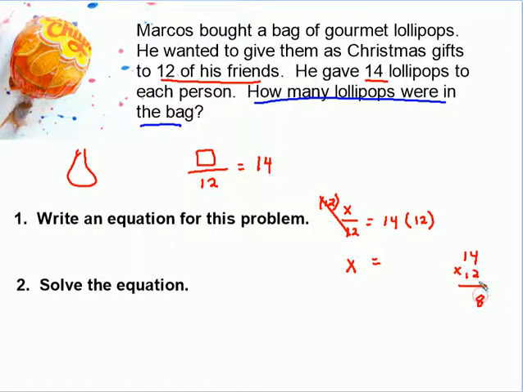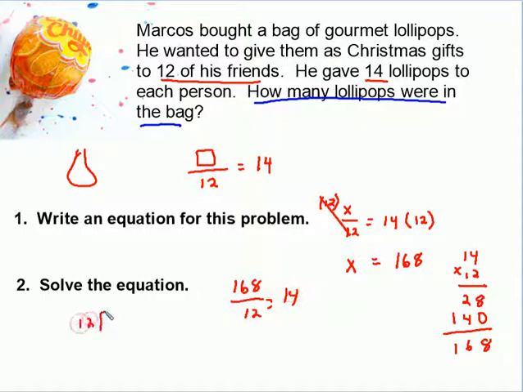2 times 4 is 8. 2 times 1 is 2. Bring our 0 down for our placeholder. 1 times 4 is 4. 1 times 1 is 1. Add them together and we get 168. So we'll check our answer. Is 168 divided by 12 equal to 14?